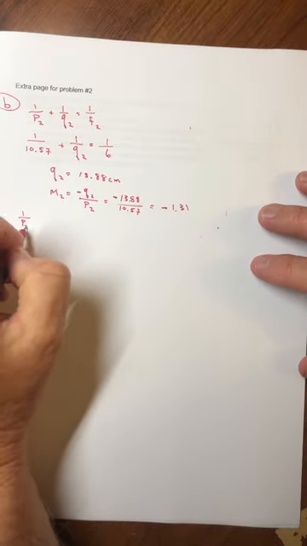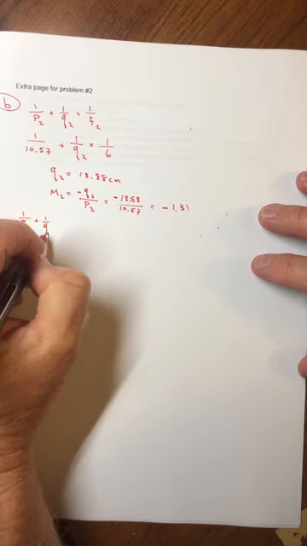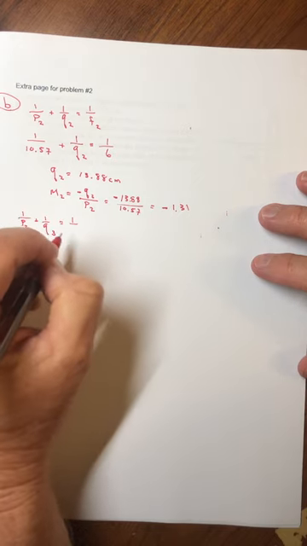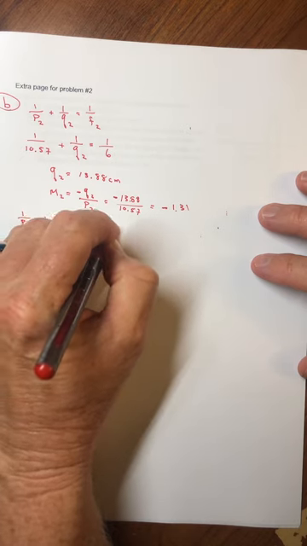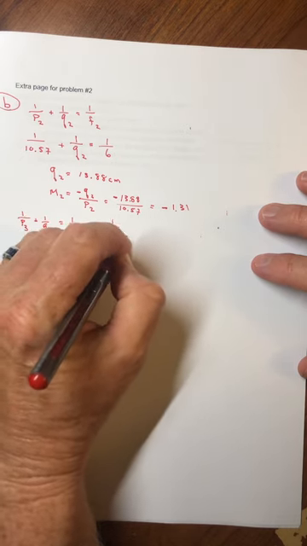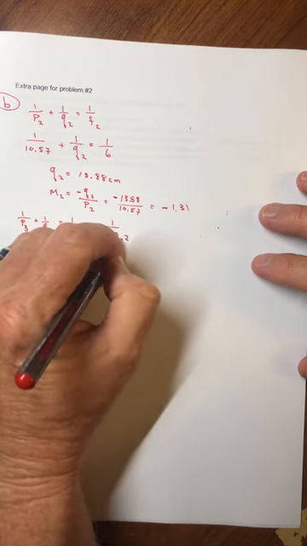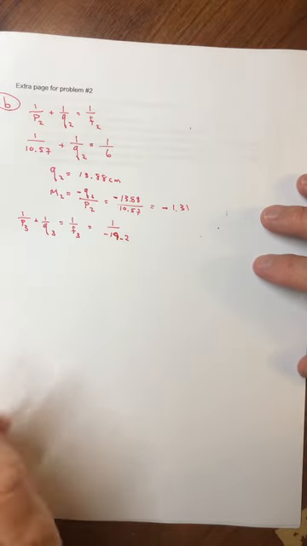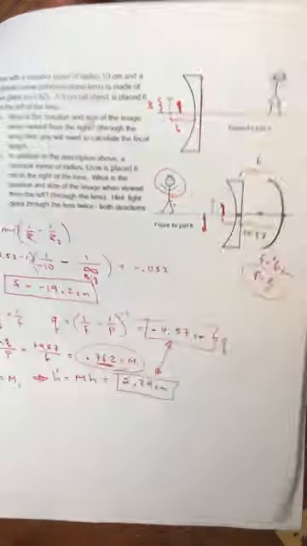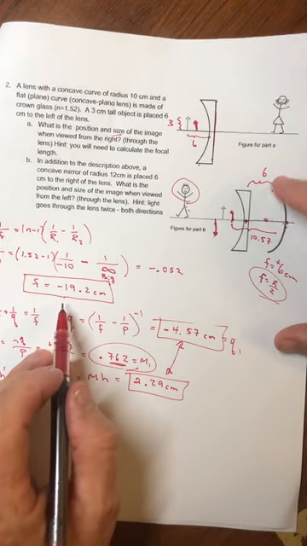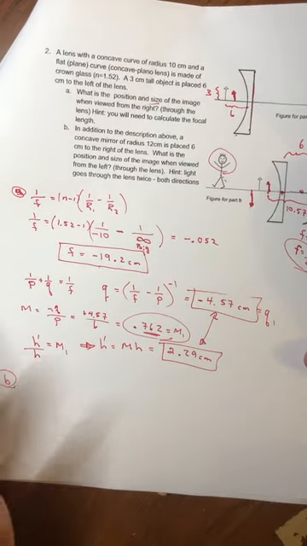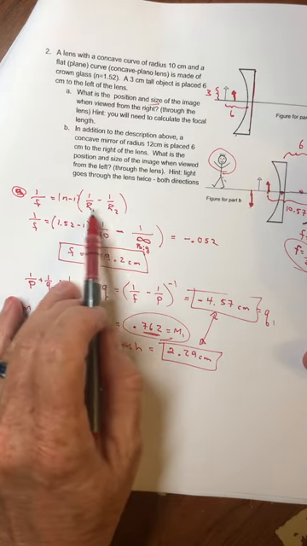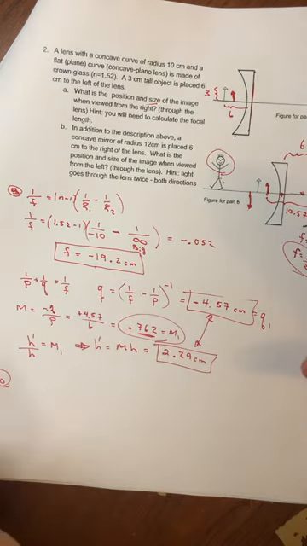1 over P3 plus 1 over Q3 is equal to 1 over F3. Now, I suppose the good thing is we're going back through the same lens, and so the focal length is going to be the same negative 19.2 that we calculated here in A. I suppose we could recalculate it. You might argue, well, didn't these switch numbers? Yeah, I guess they did.